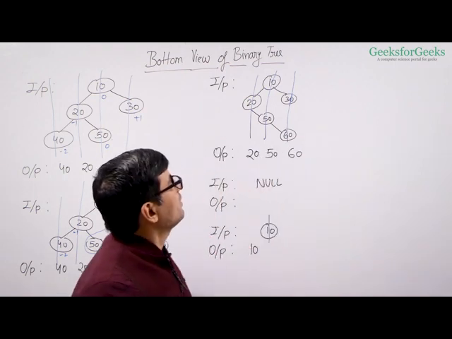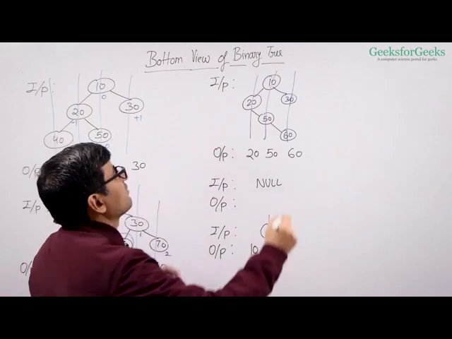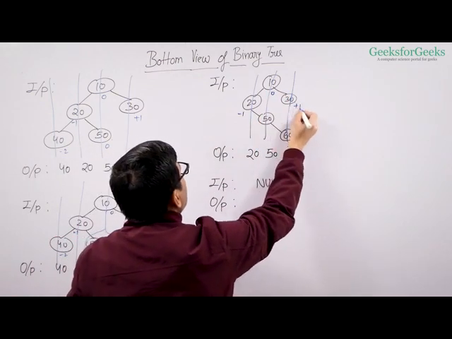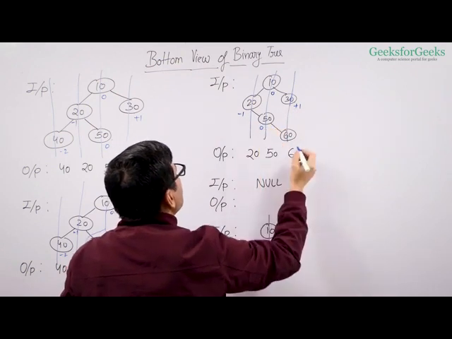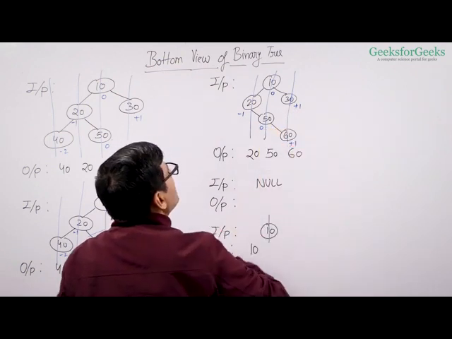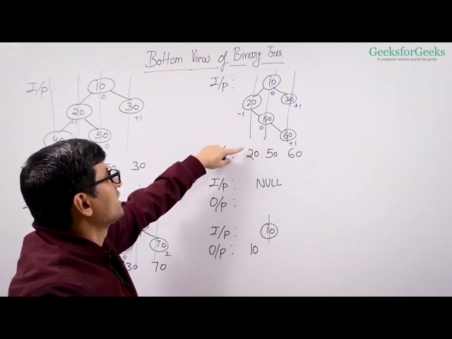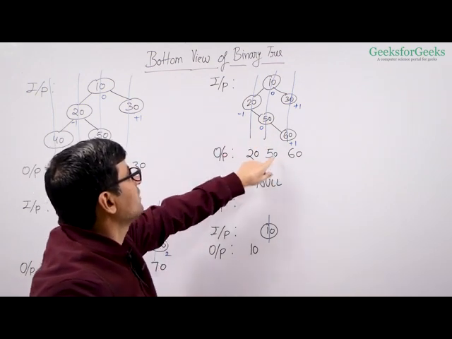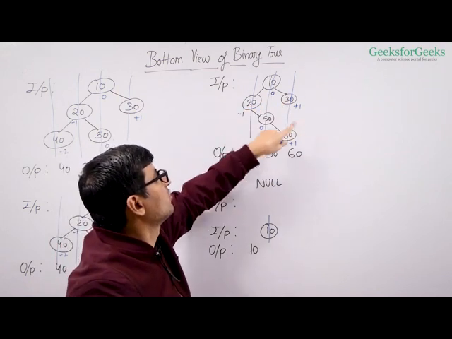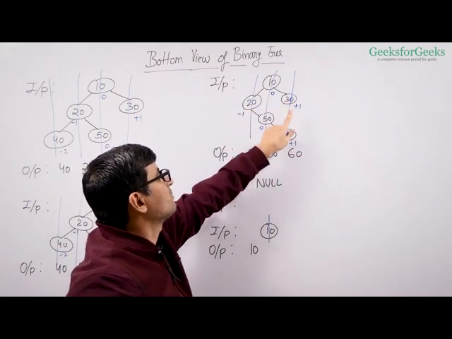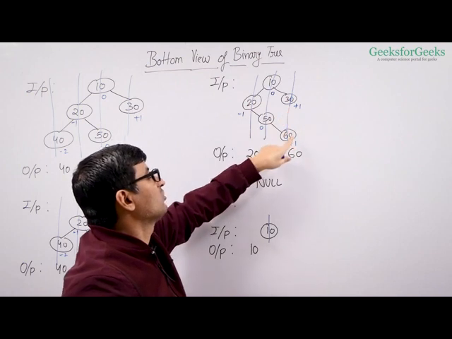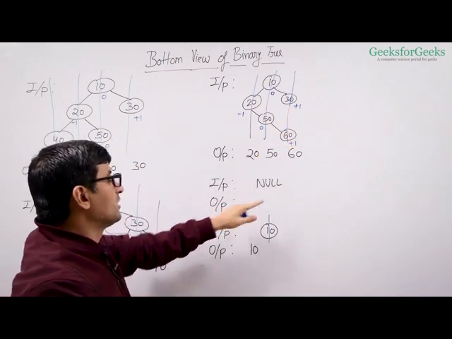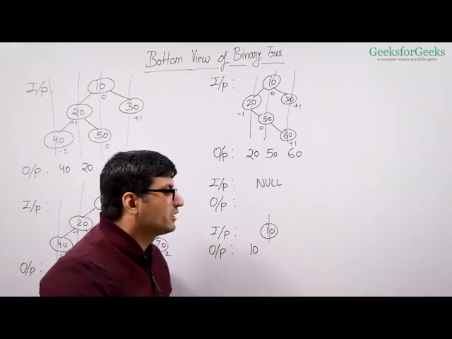Let's see this example. In this example, we have horizontal distance 0, then minus 1 and plus 1, then minus 1, plus 1, 0, then 0, plus 1, plus 1. So we have one node at minus 1 distance, so we print it. We have 2 nodes at distance 0, 10 and 50, we print 50, the bottom of these 2. We have 2 nodes at horizontal distance plus 1, so we print the bottom of these 2, which one has the lower level. So we print 60. If a tree is empty, we do not print anything. If the tree has one node, we print that node.